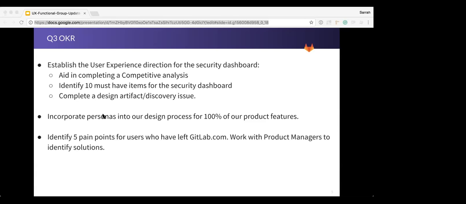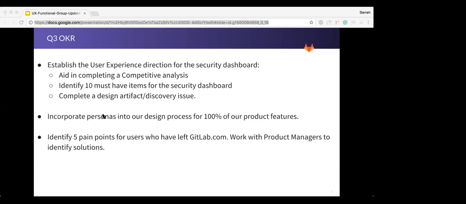And then once we've identified those and we've done that competitive analysis, the goal is to do a design artifact discovery issue and really take a look at a holistic view of what that could be and then iterate. Start with the smallest possible improvement, something that's going to make it better, and start going in that direction.